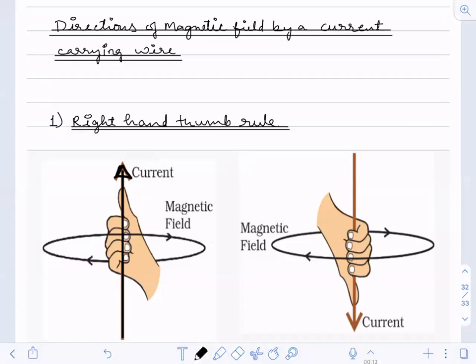Okay, similarly here, suppose I reverse the direction of the current. This is the direction of the current now, so you will hold it in the downward direction. So now the current direction will be changed. Is it okay? Yes.